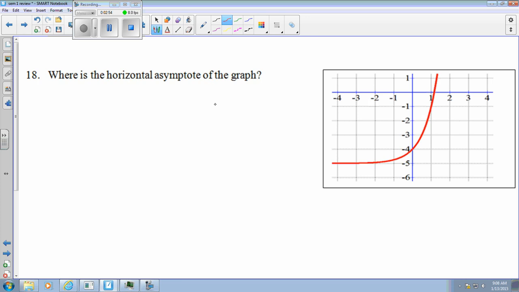Where's the horizontal asymptote for the graph? My horizontal asymptote would be, notice the line continues to get closer and closer to the -5. And so we know the horizontal asymptote is at y equals -5.